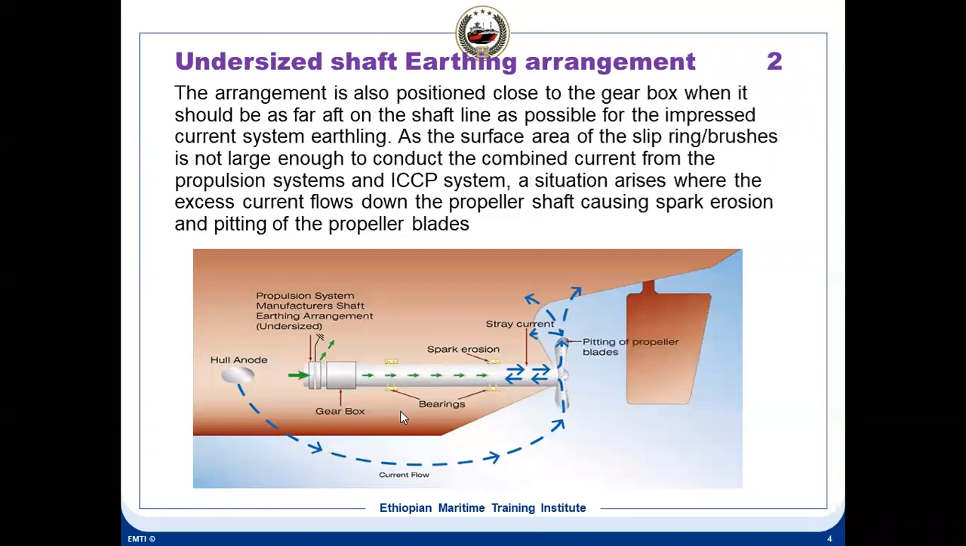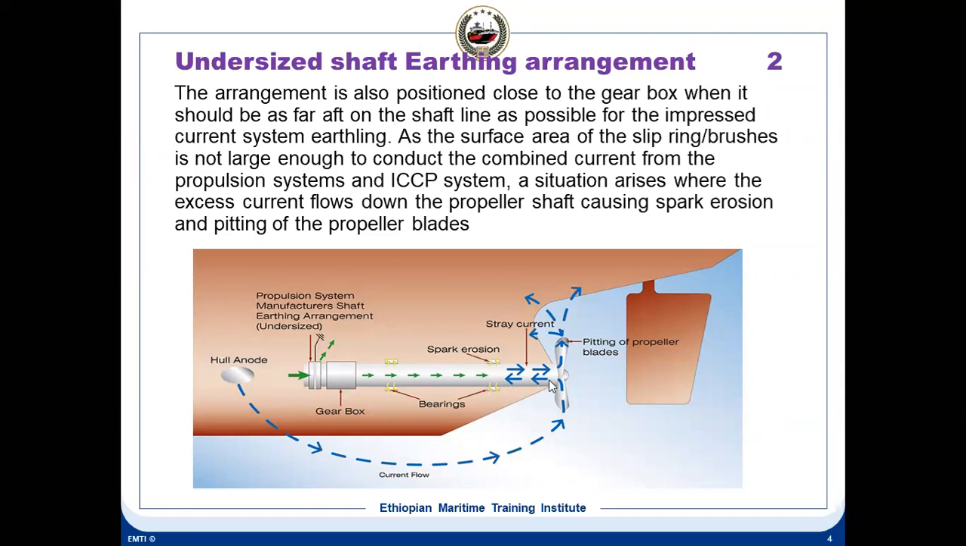Now in this case, here the arrangement is an undersized shaft grounding. You see this is the undersized shaft grounding here. And the shaft grounding has to be always aft of the propeller shaft. So in this case, what happens? The arrangement is positioned close to the gearbox here. It should be far aft of the shaft line. It should, in fact, be aft of the shaft line.